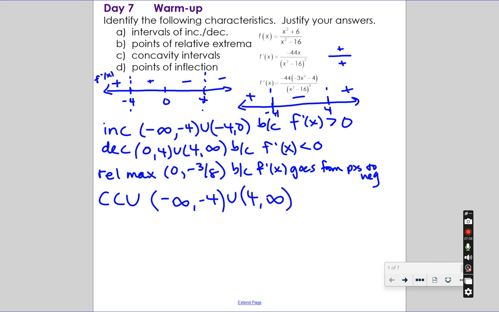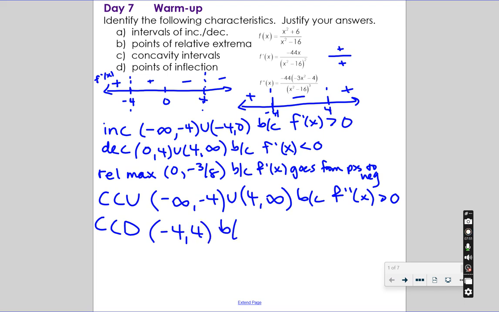There we go. Because f double prime of x is greater than 0. Concave down from -4 to 4, because f double prime of x is less than 0. Do we have any points of inflection? No, why not? I see it's changing concavity. Those are vertical asymptotes, so we can't have points of inflection where there's a vertical asymptote, okay?